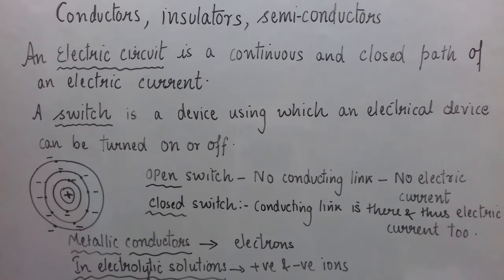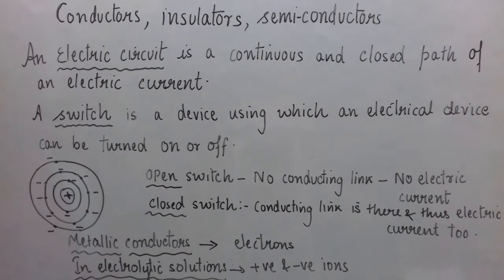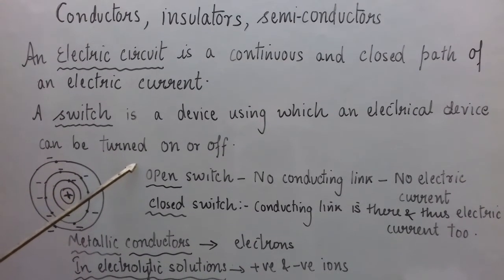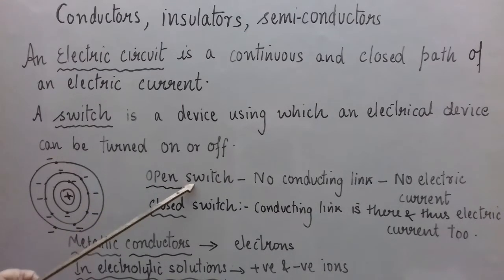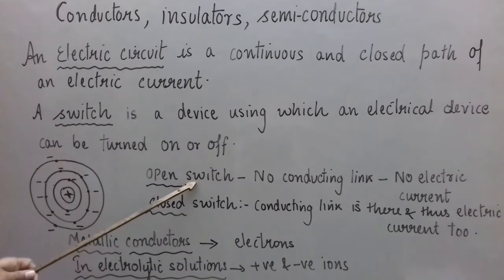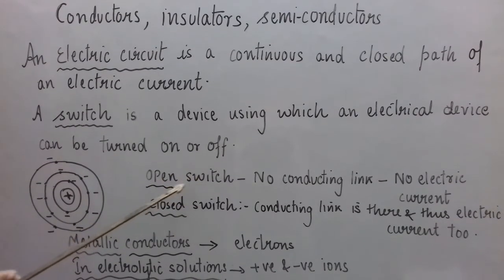Off means the device is not working, there is no electric current. But in your books you will not find the words switch off, switch on. You will find open switch, closed switch. Now when the switch is opened, so open switch means opened, you can write.